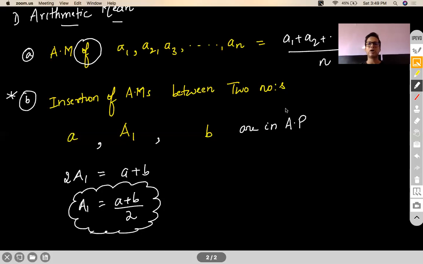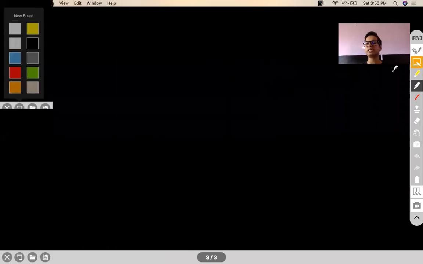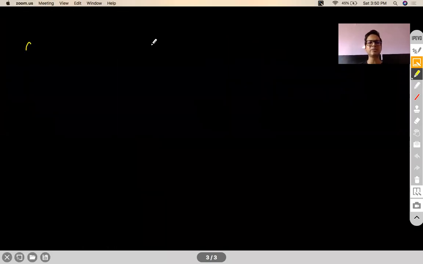All right. So let us extend this concept. If I ask you to insert two arithmetic means between A and B, so A and B are given quantities and I am asking you to insert two arithmetic means between A and B. Again, what does it mean? It means that you want to find out A1 and A2 in terms of A and B in such a way that these four numbers are in AP.